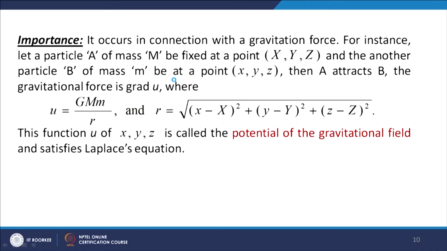Now, the Laplace equation occurs in connection with gravitational force. For instance, let us take a particle A of mass M which is fixed at a point (x0, y0, z0). So let us say we have a point here, and the particle is fixed at this point, whose mass is capital M. And another particle B is here at the point (x, y, z) of mass small m.